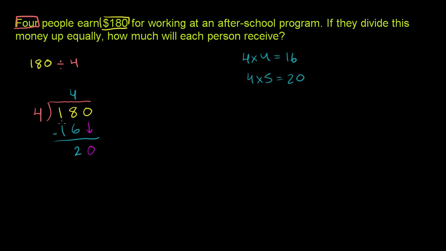Bring down the 0. Now 4 goes into 20 how many times? Well, we just wrote it over here. 4 times 5 is equal to 20. So 4 goes into 20 5 times. 5 times 4 is 20. You subtract, and you have no remainder left over. So 180 divided by 4 is equal to 45. So if these 4 people were to split the money equally, they'll each get $45.